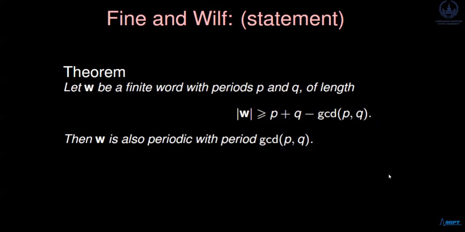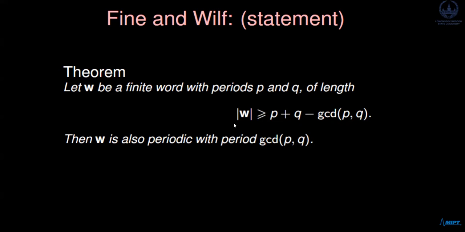Okay, let's now discuss an important result in combinatorics on words known as the Fine and Wilf theorem. This theorem provides us with a useful condition related to the periodicity of finite words. The theorem states the following. Let W be a finite word with two periods P and Q. Of course, they should be positive integers. The length of the word W is denoted by |W|, we know this notation from the previous slide.